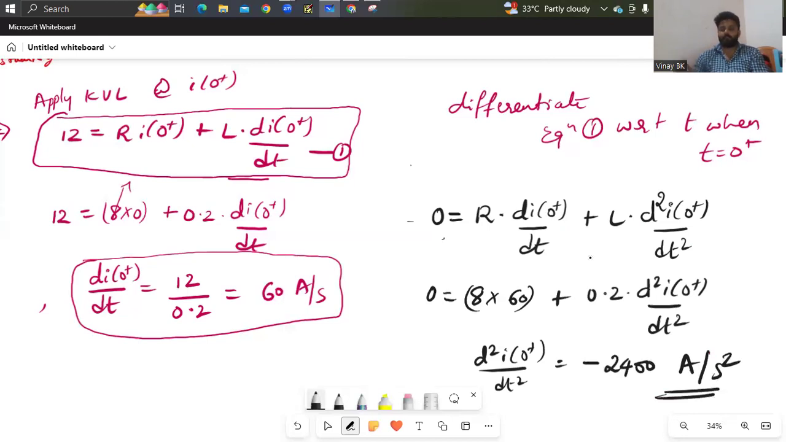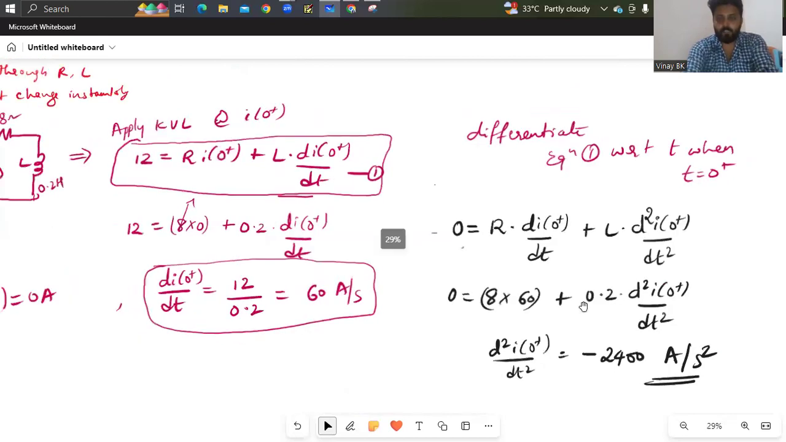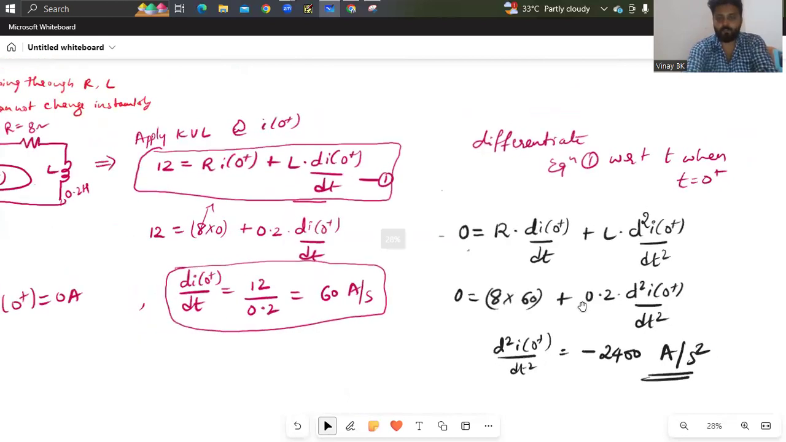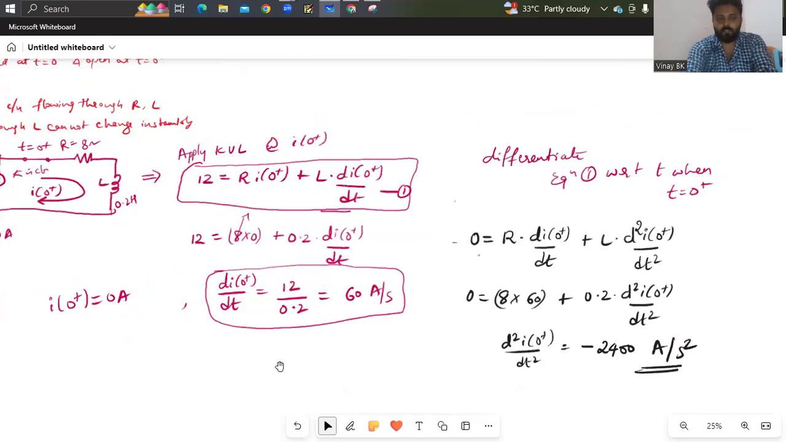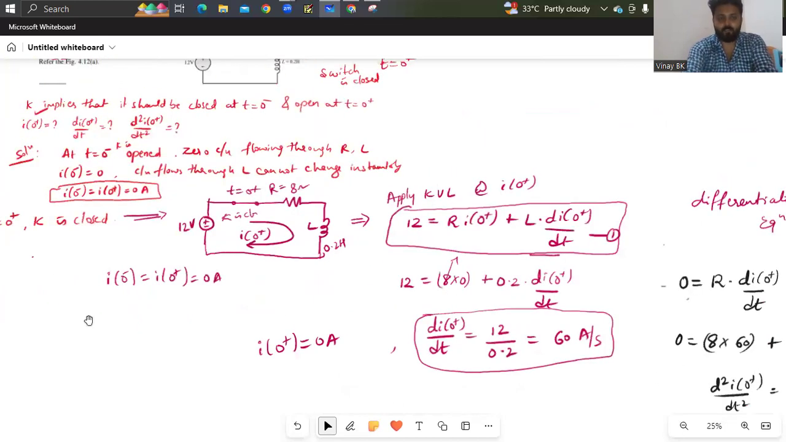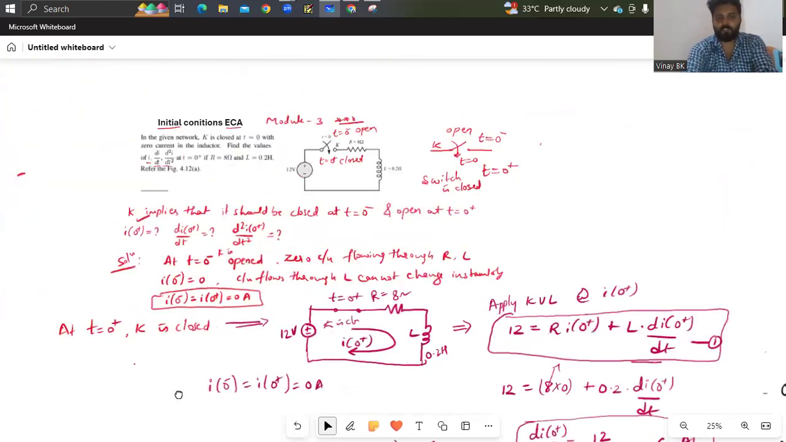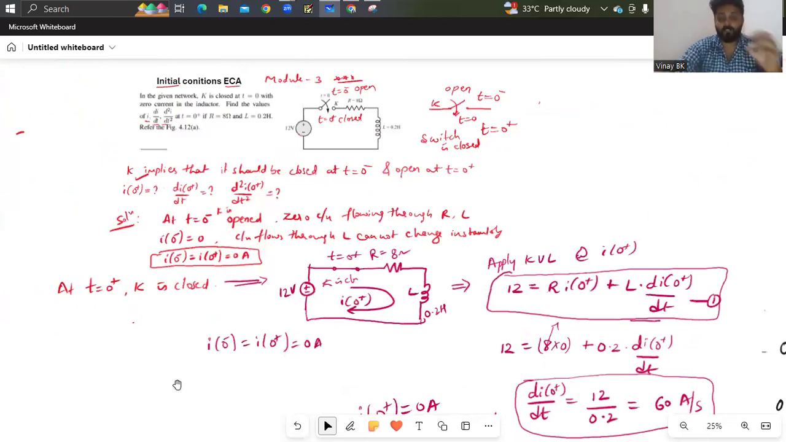This is the derivatives. So if you want, you can take a screenshot now. The derivatives you should know, you should understand the concept, and it is a very easy concept. Just see, before closing the switch, t equals 0 minus means that the switch is open, so the current flowing to the inductor will be 0, because the inductor in the circuit will act as an open circuit.